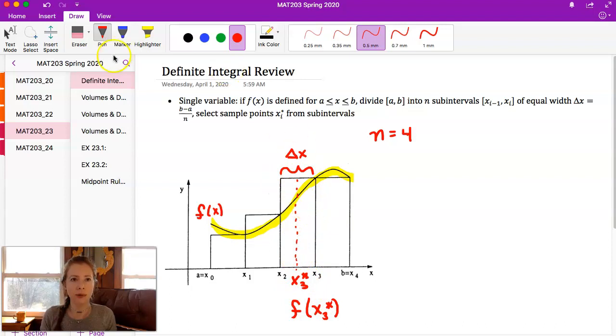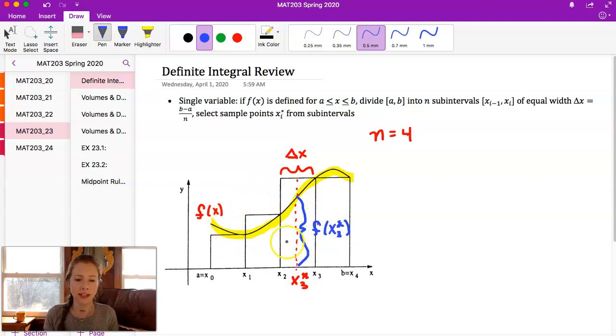So actually, let me just rewrite this elsewhere so it looks a little more obvious. I'll do it in a different color too. This height right here is going to be representative of this whole interval. You see that some of the bar is above it, some is below it. And so our output is going to be the function evaluated at x sub 3 star. Okay, so that's a little intro to the syntax here.